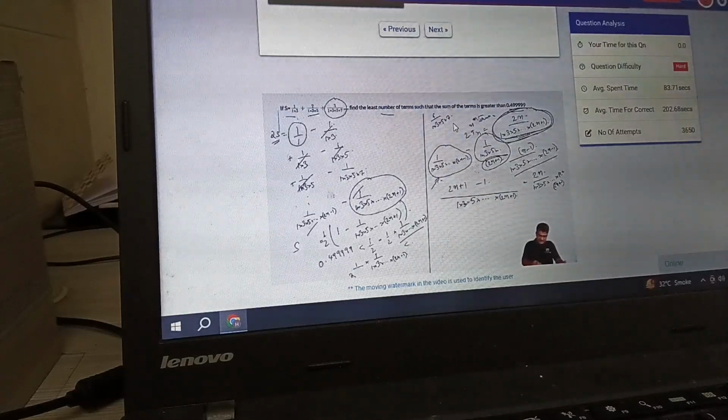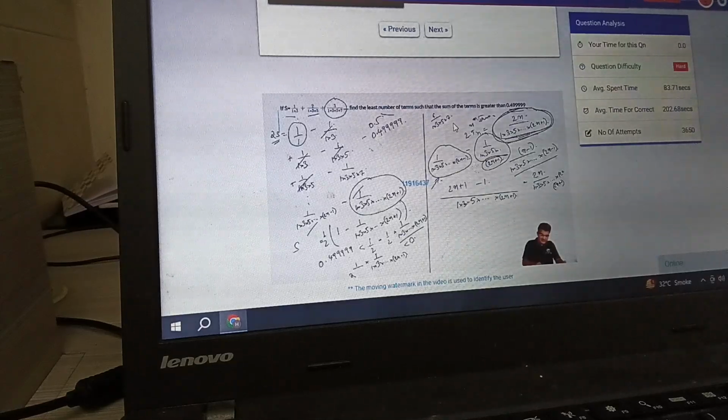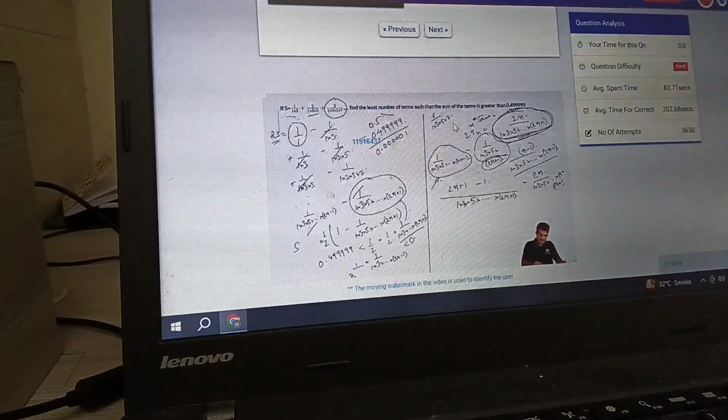should be less than 0.5, this is half, minus 0.499999, or this will be equal to 0.000001. And what is this? If you are expressing this as 10 to the power of a negative number, this will be 10 to the power minus 1, minus 2, minus 3, minus 4, minus 5 and minus 6. So this is 10 to the power minus 6.